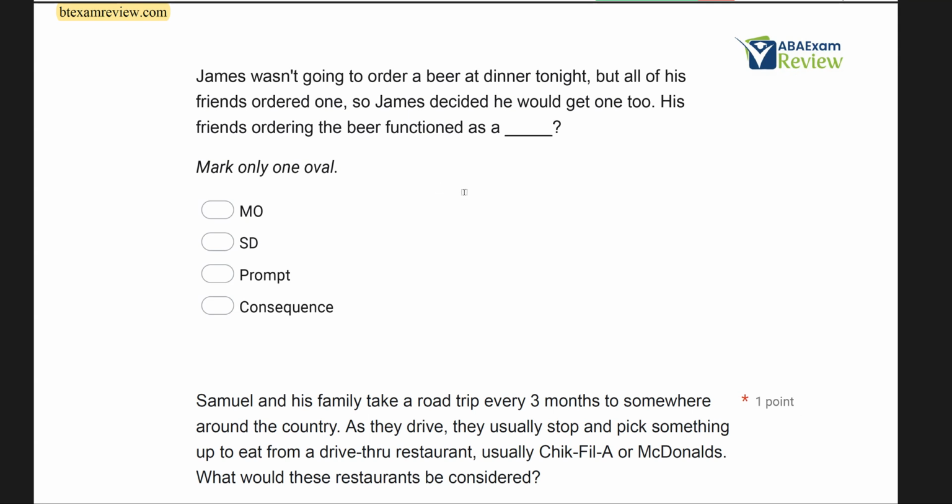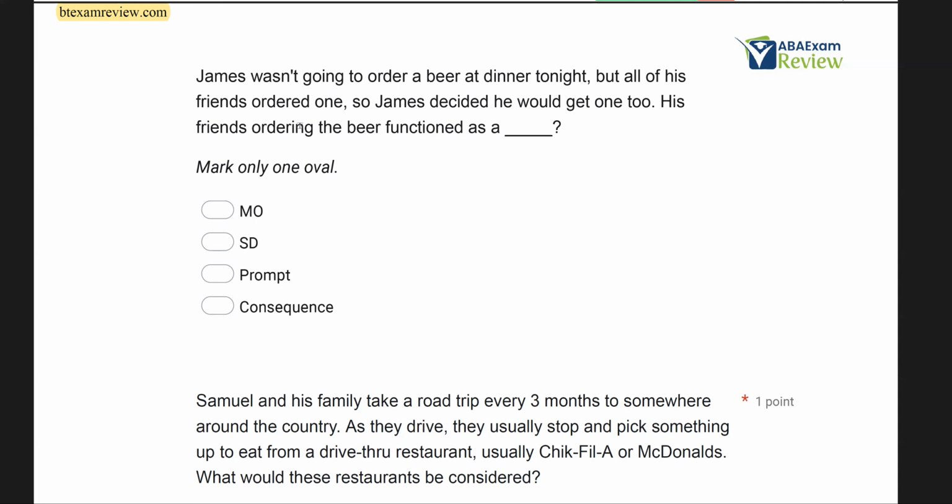James wasn't going to order a beer at dinner tonight, but all of his friends ordered one, so James decided he would get one too. His friends ordering the beer functioned as a blank. When we are looking at the function of some part of our contingency, as in the antecedent, the behavior, or the consequence, you want to ask yourself a couple of questions. First, when did the behavior occur? If it occurred before the response, then it's an antecedent. If it occurred after, then it's a consequence.